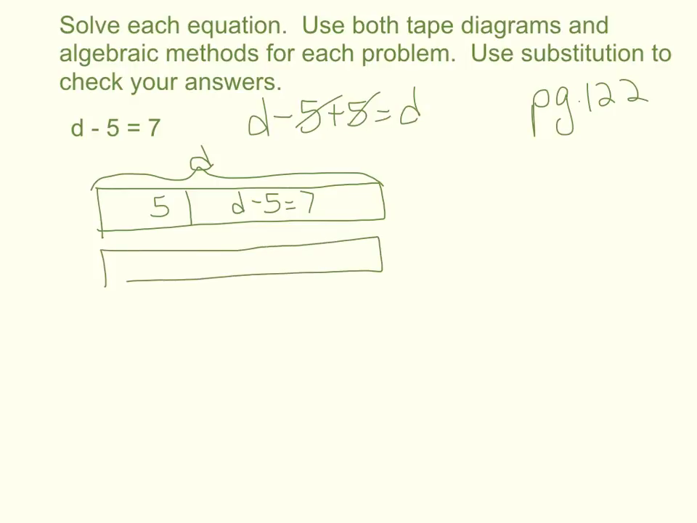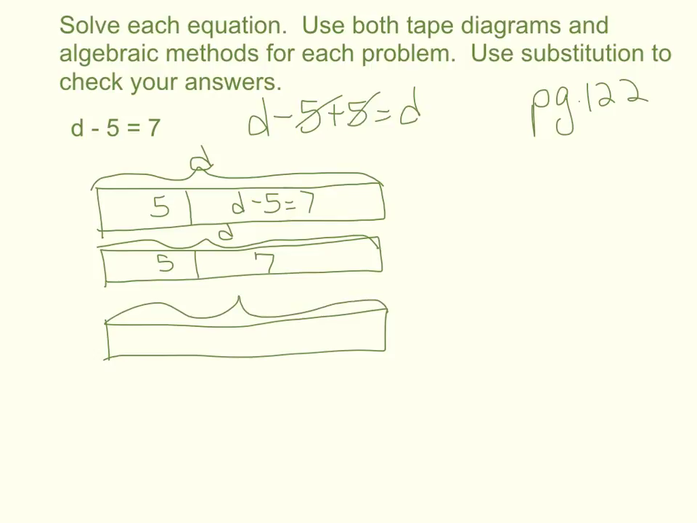As we rewrite the tape diagram, again, the whole thing equals D. We have two sections, 5 and 7. And so now, as we go to figure out what D is, 5 plus 7 equals 12. So D equals 12.